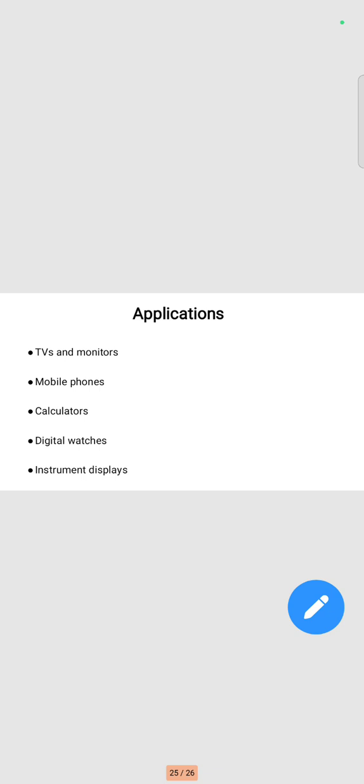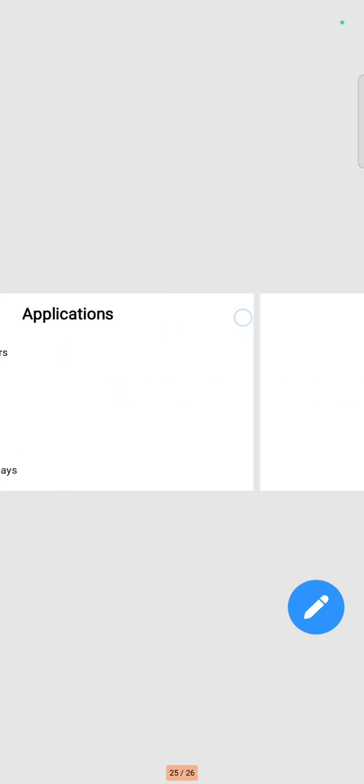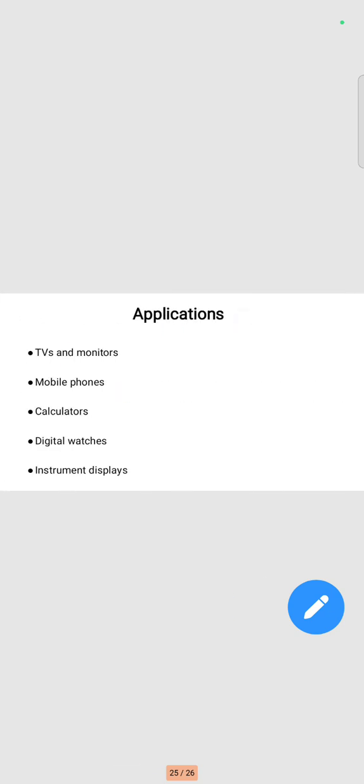Okay, I think you all understand this LCD. Let us recall what we understood in this topic: what is LCD, what are the types of LCD, how this LCD works, and what are the advantages and disadvantages.